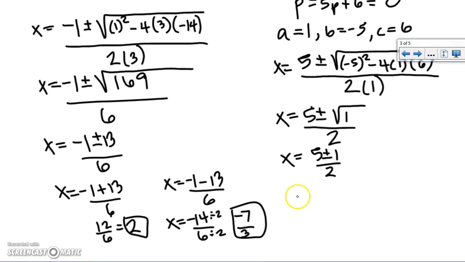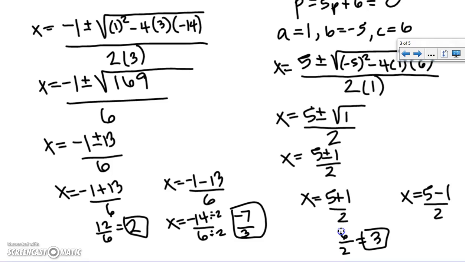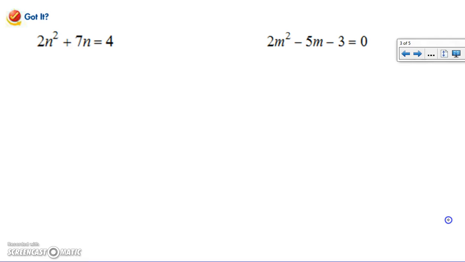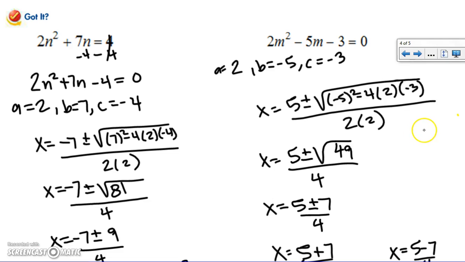From there, you can write your two possible answers. 5 plus 1 over 2 or 5 minus 1 over 2. So we know 5 plus 1 is 6 over 2 gives us 3. And 5 minus 1 is 4 over 2 gives us 2. My solutions are 3 and 2. So now on your own, go ahead and pause the video and try both of the practice problems using the quadratic formula. All right, and checking yourself.